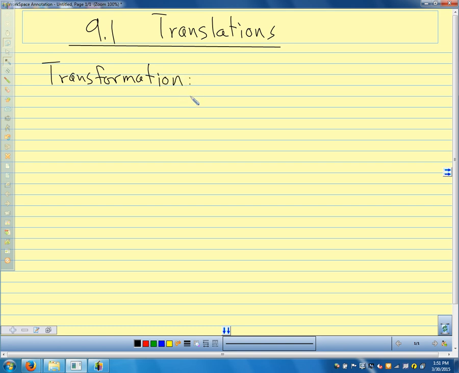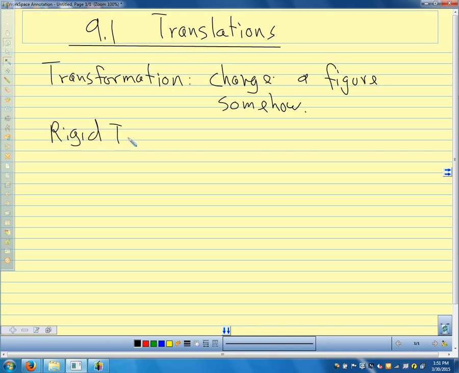All right, a transformation. We decided with our opener that a transformation is just a change. We're going to change a geometric figure somehow. And we're going to talk about some specific kinds of transformations. The ones we're interested in for the first part of our chapter are what we call rigid transformations.